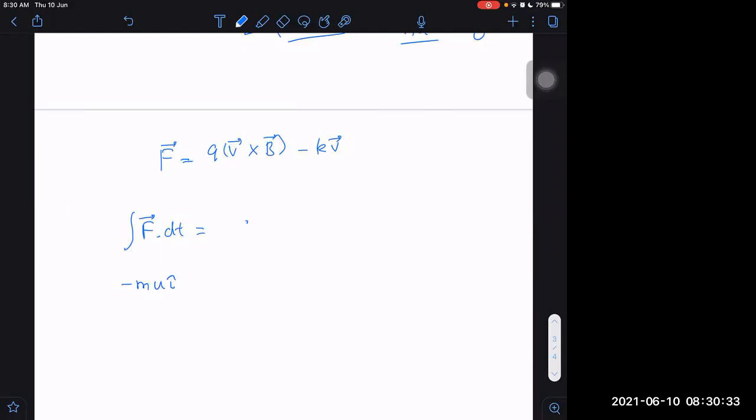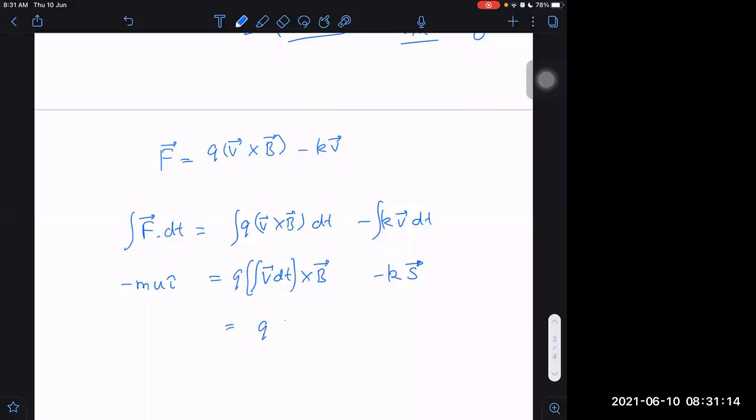But on the right hand side, I will be getting the integral of q v cross B into dt, minus the integral of k v into dt, which will be minus k into s, the displacement, right? v into dt is displacement. What about this term? Luckily, v is constant. B is constant here. If B is constant, then I can take it out of that. I don't have to change the order of the cross product. I cannot change it, otherwise I have to put a negative sign outside. But I can do it this way. And what is v dt again? S.